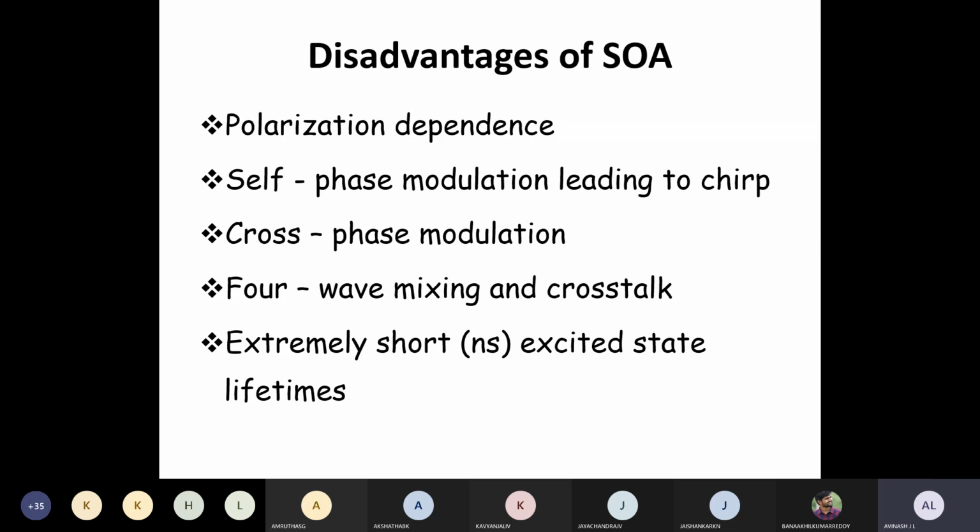And after that, the excited state lifetime is extremely short. That means the generated excited states will be very small, in the terms of nanoseconds. Extremely short excited state lifetime. Once excitation happens, that means once the electron jumps from a lower energy level to a higher energy level, the stability of those electrons to stay in that level is very small.